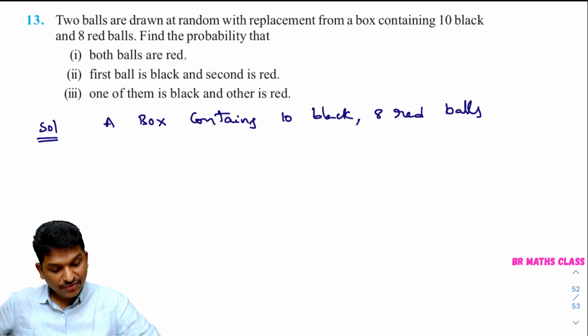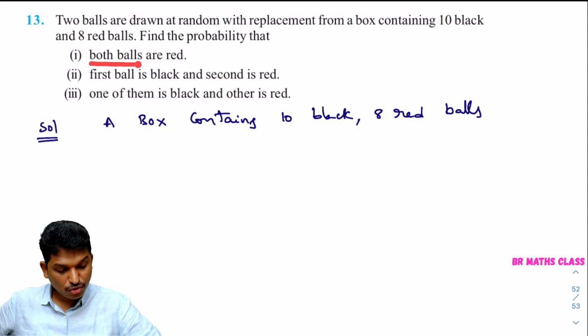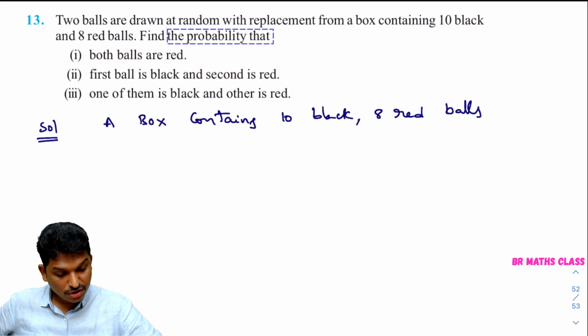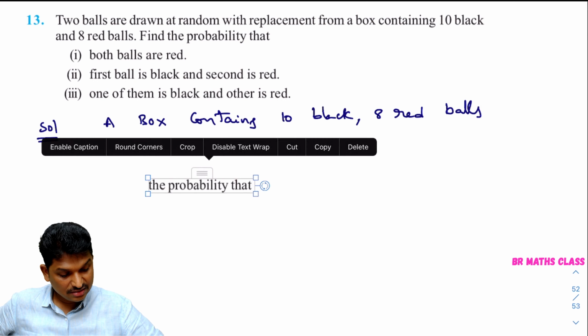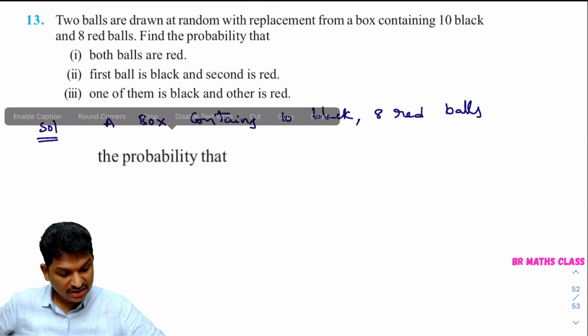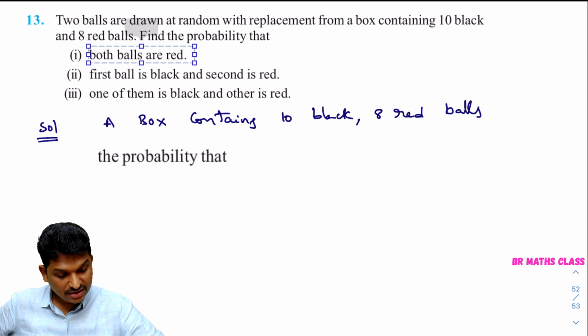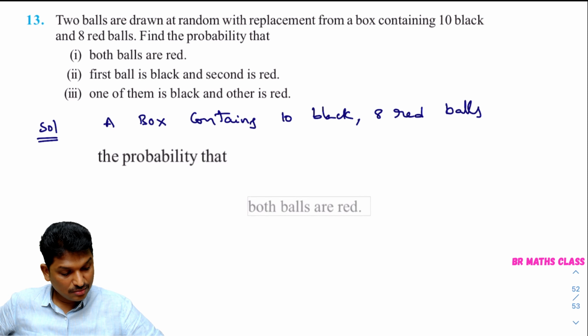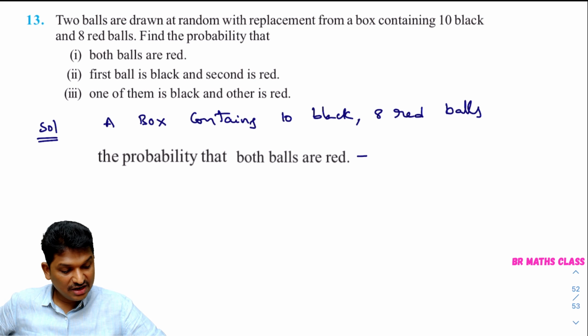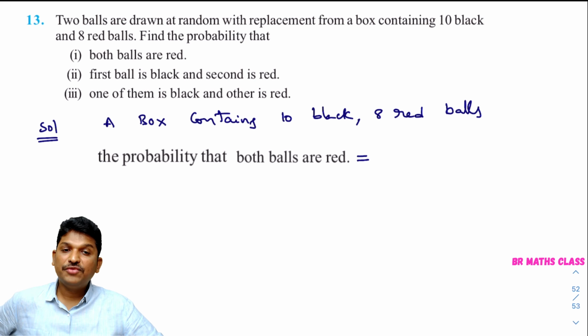What they are asking: find the probability that both balls are red. The probability that both balls are red. Okay, we'll write that one. The probability that both balls are red. The events are independent events. First ball is red, second ball is also red. What is the probability that the first ball is red?